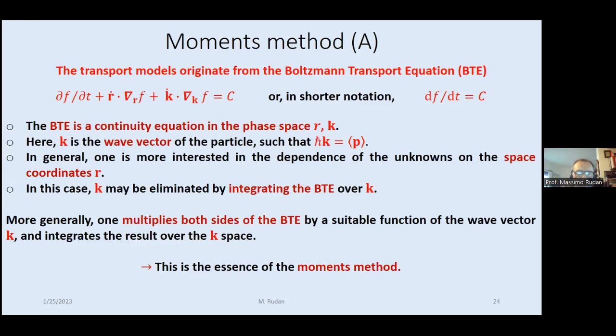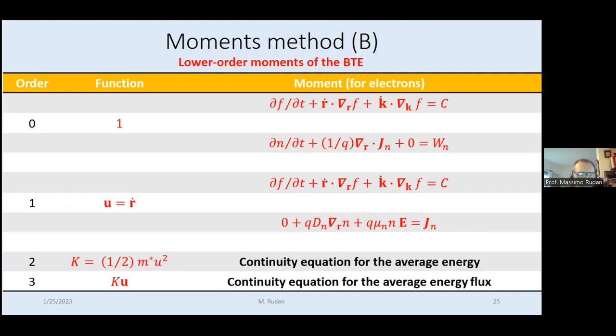A better method is, let's see what happens if we multiply both sides of the Boltzmann equation by some function that depends on the wave vector and then integrate over the K space. And this is shown in the next slide. The equation on top is the original Boltzmann equation. If we multiply it by one and simply integrate over K, we obtain directly the continuity equation of the electrons that appears in the drift diffusion model. If we restart the procedure, but before integrating, we multiply the equation by the velocity U of the electrons, and then we integrate, we obtain the drift diffusion equation for the electrons.